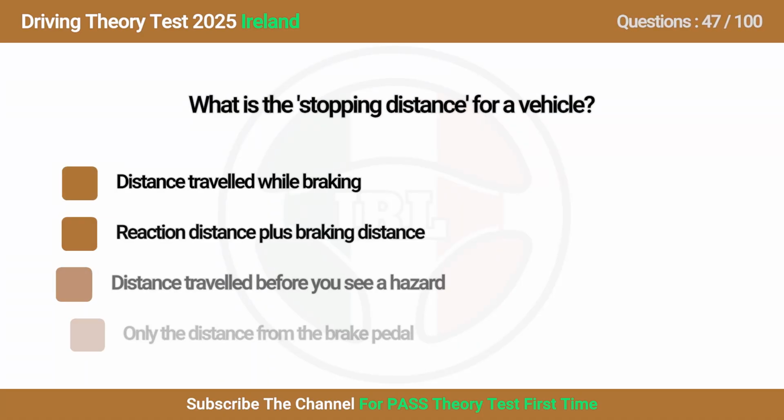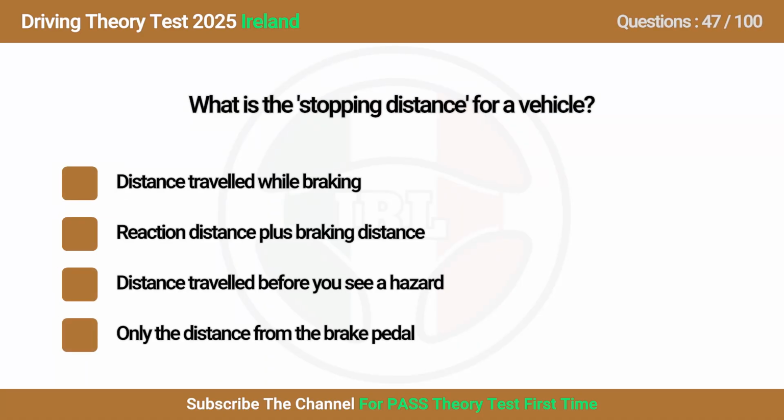Question 47. What is the stopping distance for a vehicle? A. Distance traveled while braking. B. Reaction distance plus braking distance. C. Distance traveled before you see a hazard. D. Only the distance from the brake pedal.